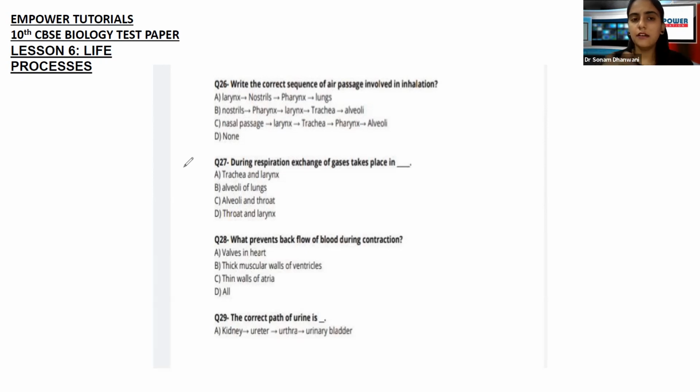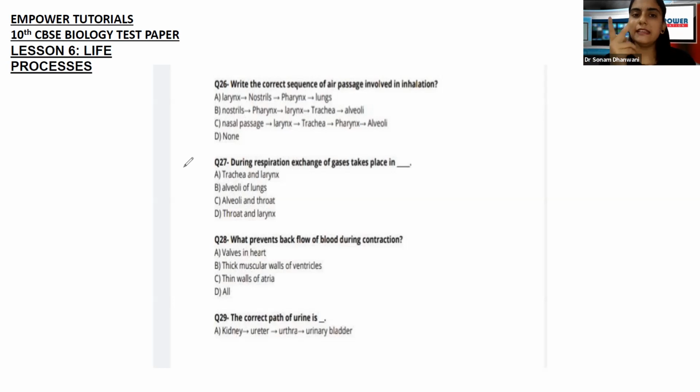First option is larynx. It cannot start with larynx. Second is nostrils. It can start from nostrils, so let's keep that an option. Third is nasal passage. Can we see the nasal passage? No, right? So even that is not an option. Now we have only one option that can be correct, which is B. Now just look at the sequence which is given.